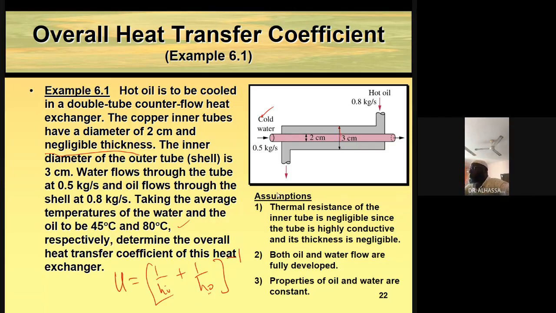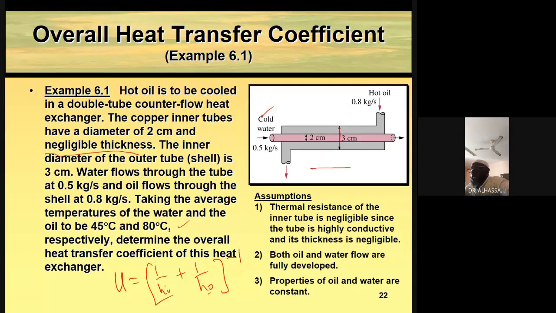So now, the basic assumption is that the thermal resistance of the inner tube is negligible. The inside tube, because its thickness is very thin, has no thermal resistance, since the tube is highly conductive and its thickness is negligible. And then similarly, both oil and water flow are fully developed. And the properties of the oil and water are constant.